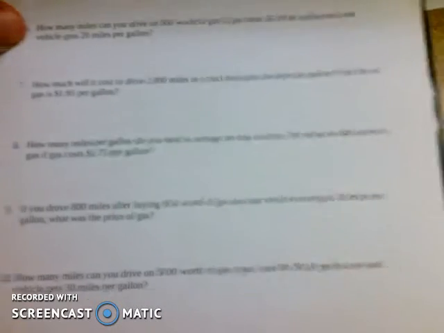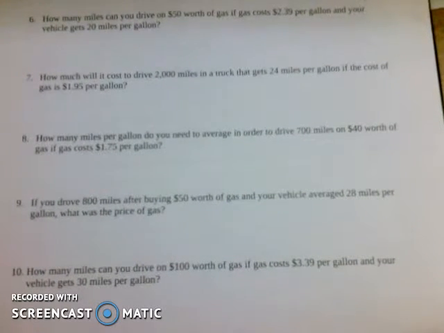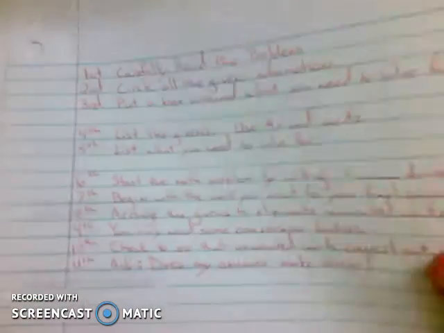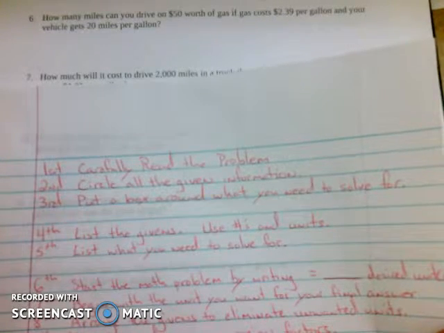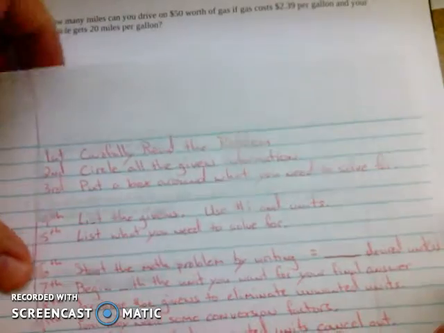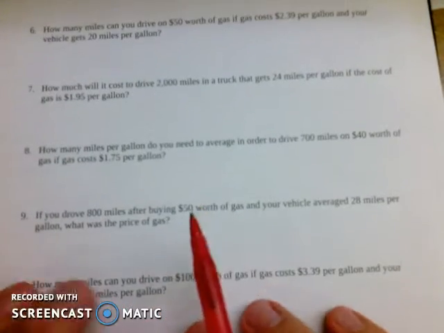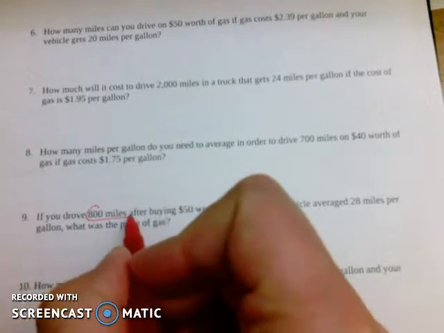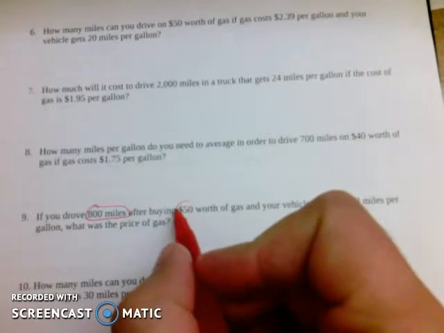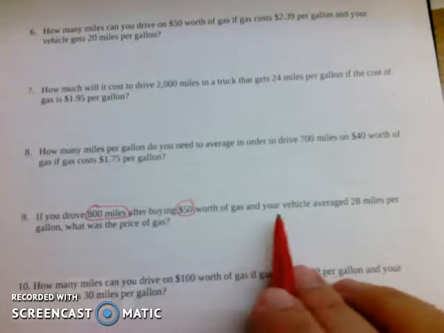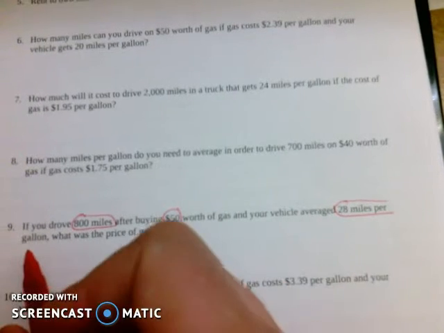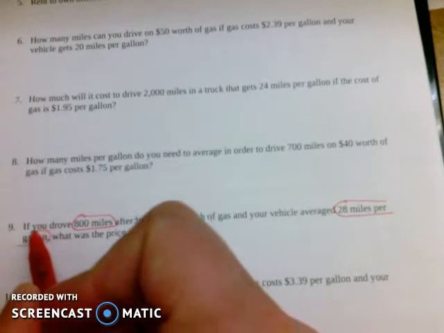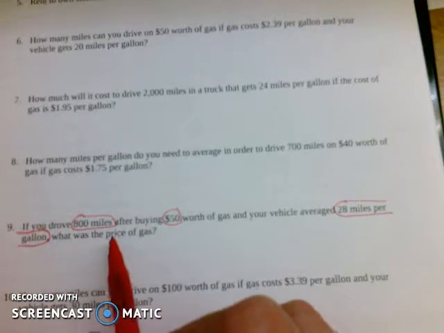All right. So let's look at this. We're going to start the same problem the same way. Let's read through our instructions again. Carefully read the problem. Okay, circle all the given information. Put a box around what you need to solve for. Okay, so let's do that. We've read the problem. Let's circle the given information. We drove 800 miles. Okay, we bought $50 of gas. Your vehicle averaged 28 miles per gallon. Now this one keeps going over here, so I'm going to just kind of do it like this. All right, we need to remember those go together. What was the price of gas?